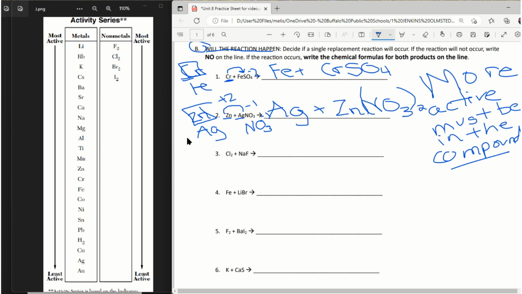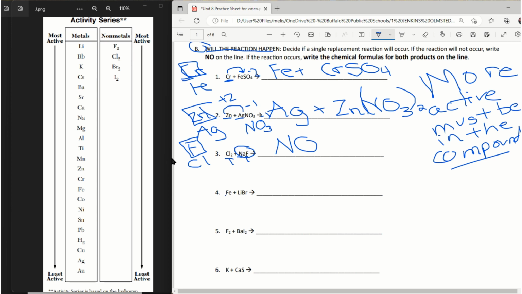All right. Let's look at the next one. Well, remember how I said I had to compare things that were in the same column? Find Cl, find Na, and find F. Which two are in the same column? These two, right? Where are they? All right, so I have Cl, and then right above it, I have F. So what is the rule? The one that is more active must be in the compound. Is it? Yep, sure is. So no, a reaction will not happen here. There's no swapping.